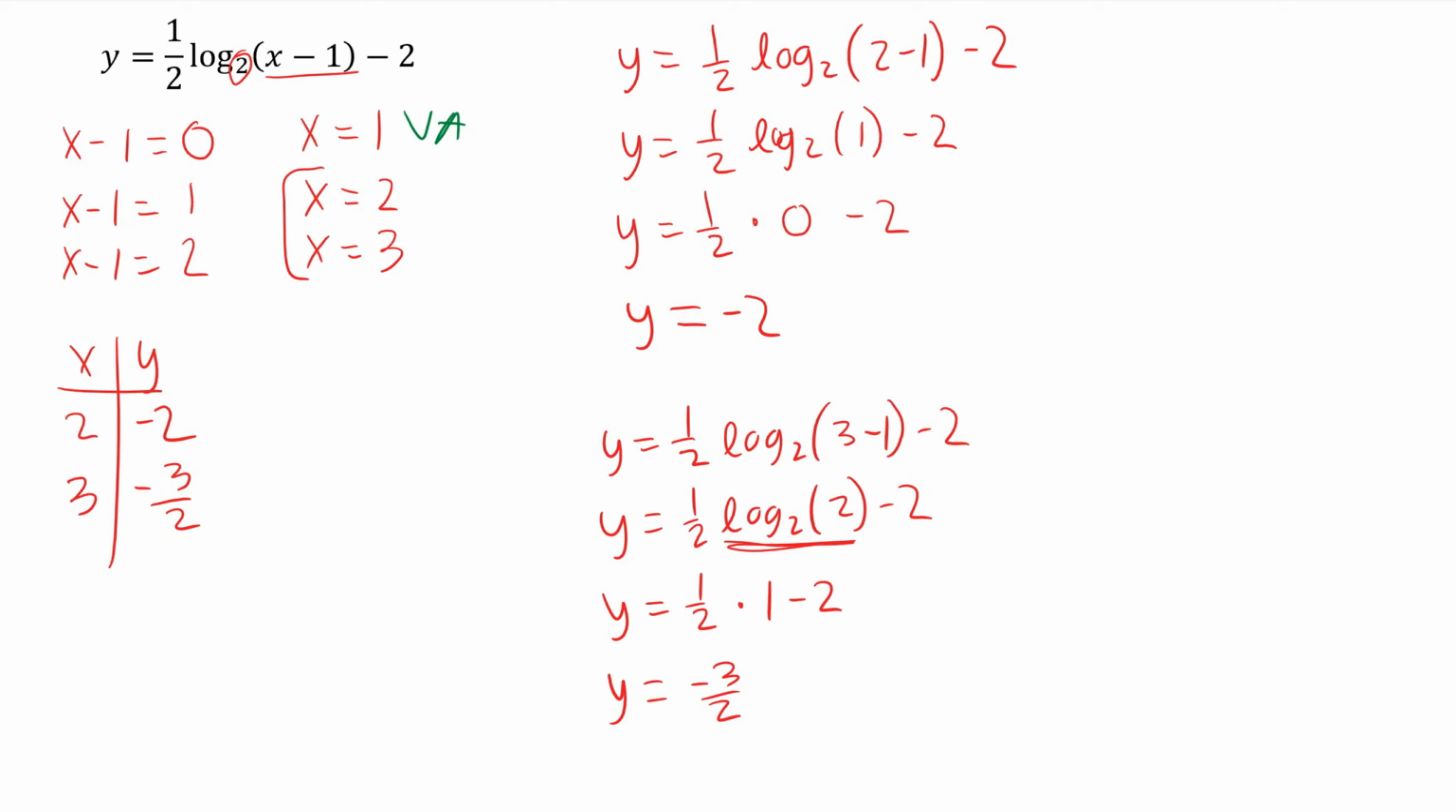Now we can take our 2 points and our asymptote and we can graph them. Our first point is at 2, negative 2. Our second point is at 3, negative 1.5. Then I can draw in my curve, and put in my vertical asymptote, which is at 1. All right, great job graphing.